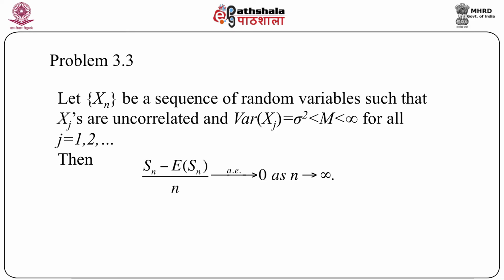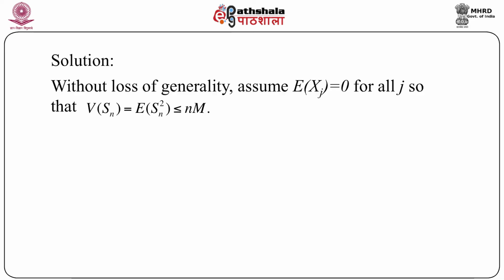Now first, without loss of generality, we assume that expectation of Xj equals 0. There is no harm in considering this assumption, because we can just do some kind of origin change to make this expectation 0. So let us assume that expectation of Xj equals 0 for all j, so that variance of Sn is nothing but expectation of Sn square, which is less than or equal to n into M. It can be easily seen, because if we expand this square term, we will get it, or we can directly get it from variance of Sn.